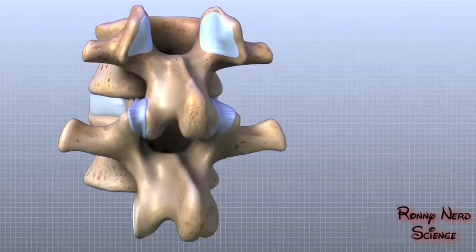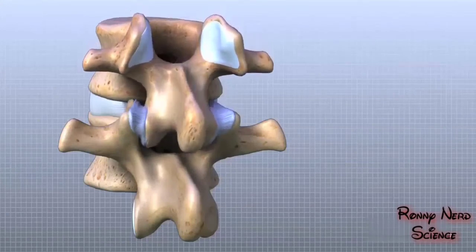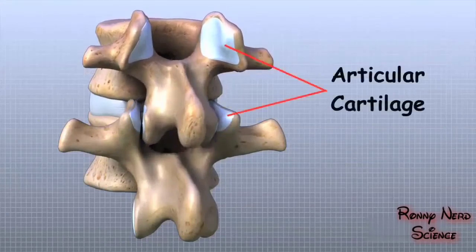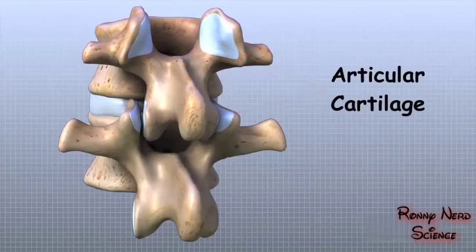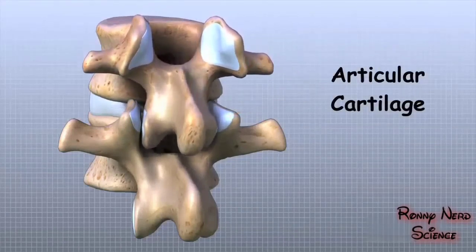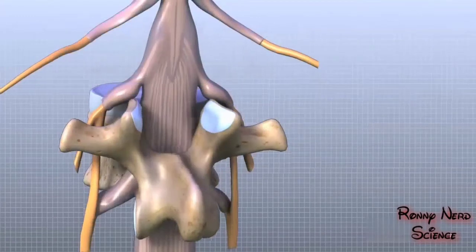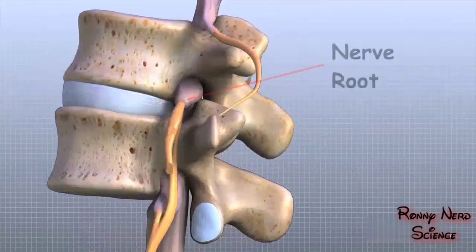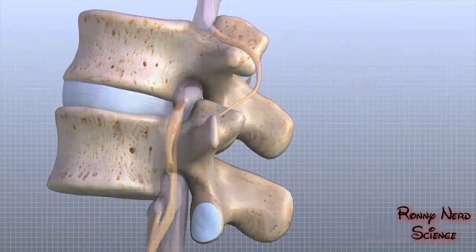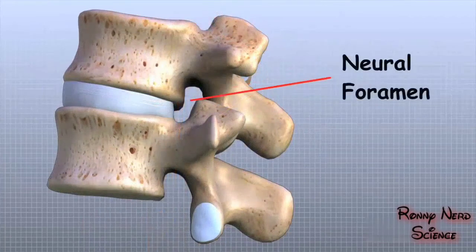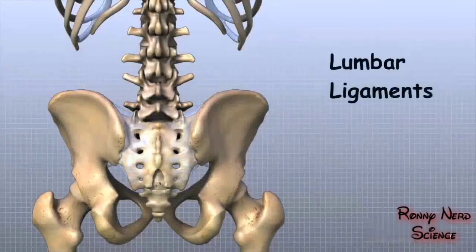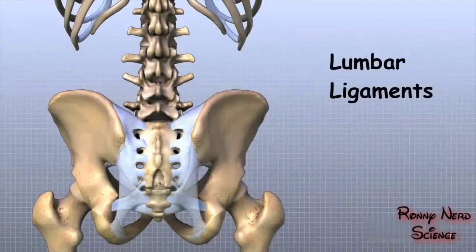The surfaces of the facet joints are covered by articular cartilage. Articular cartilage is a smooth, rubbery material that covers the ends of most joints. It allows the bone ends to move against each other smoothly, without friction. Two spinal nerve roots exit the sides of each spinal segment, one on the left and one on the right. As the nerves leave the spinal cord, they pass through a small bony tunnel on each side of the vertebra called a neural foramen. The lumbar spine is supported by a complex set of ligaments and muscles.